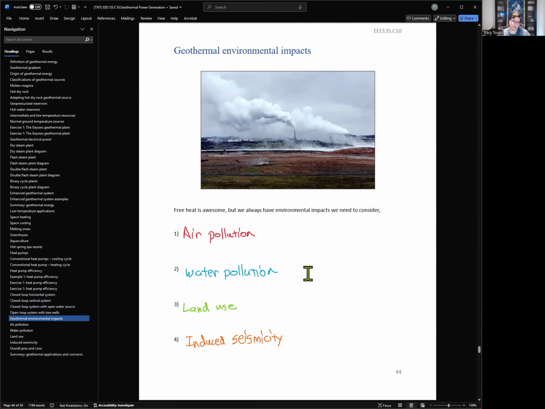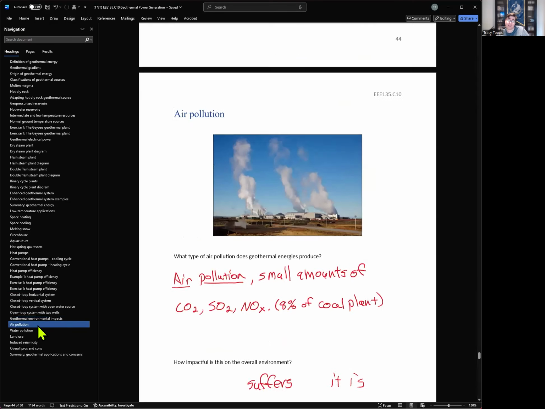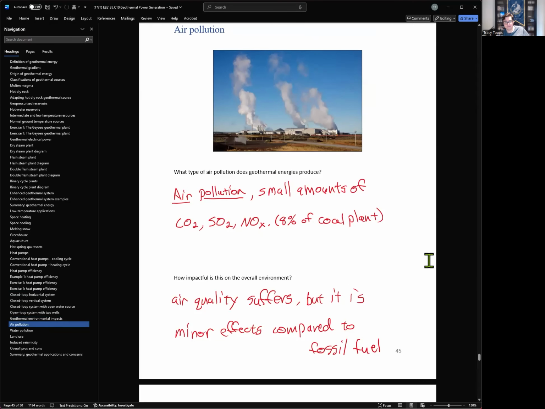Number 1 is air pollution. Number 2 is water pollution. Number 3 is land use, because geothermal sites are really large. And number 4 is induced seismicity. So basically, there are many earthquakes that can happen because we're messing with the heat underground. If we take too much heat out, the rocks will shift, and you'll have these little earthquakes that can do some damage. Okay. Let's talk about each one in detail.